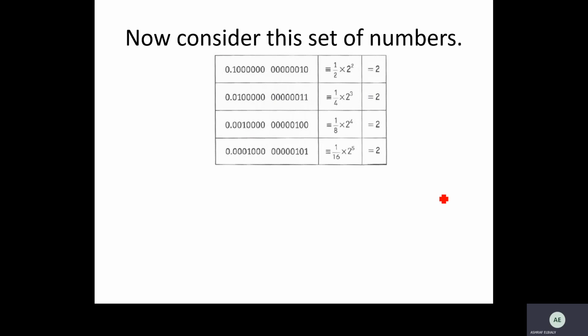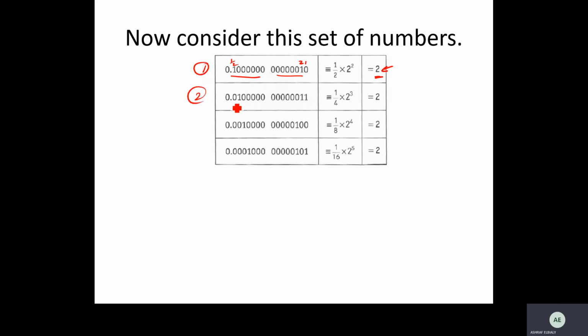Okay, now let's consider the value of 2. The mantissa here is represented by 0, the most significant bit, and then the binary point, and then here we have 1, and then the rest zeros, and the exponent here is representing the value of 2, so it will be half multiplied by 2 to the power of 2, which is 4. 4 divided by 2 equals 2. Okay, this is for number 1.